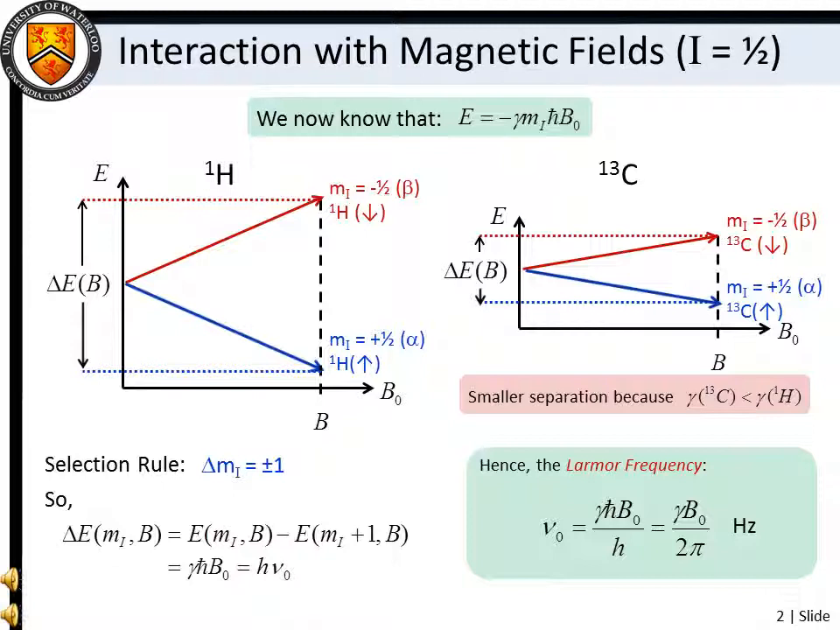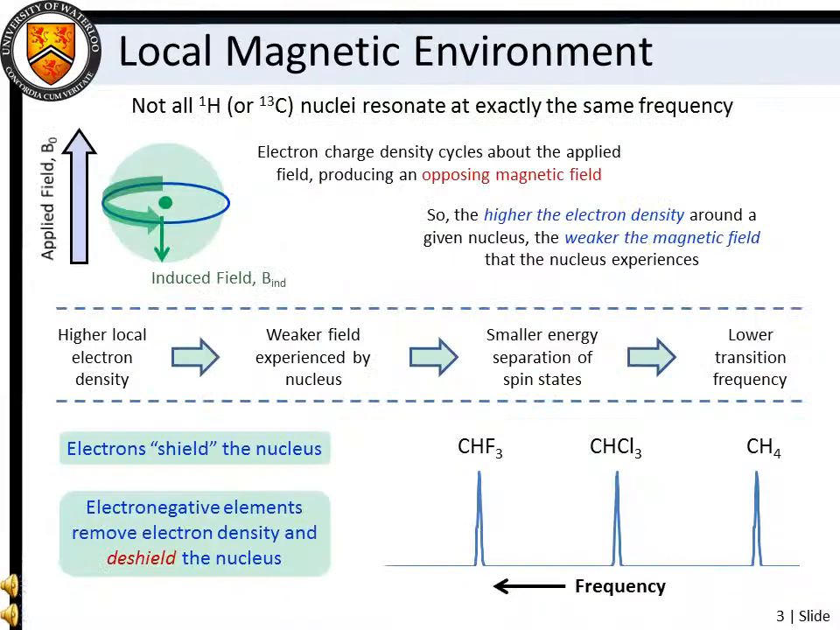For example, because the value of gamma for hydrogen is approximately 4 times larger than that of carbon-13, so too are the transition frequencies. Typically, these transition frequencies are in the radio wave region of the electromagnetic spectrum. It turns out that not all nuclei of a particular element resonate, or have transitions, at exactly the same frequency.